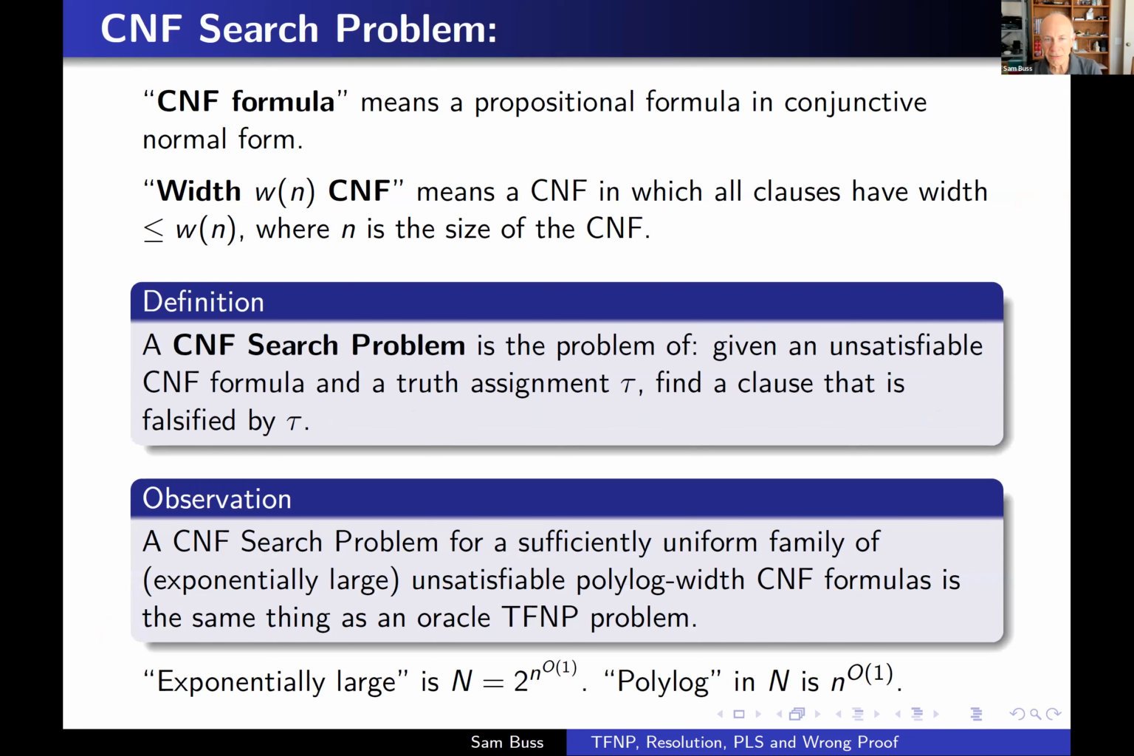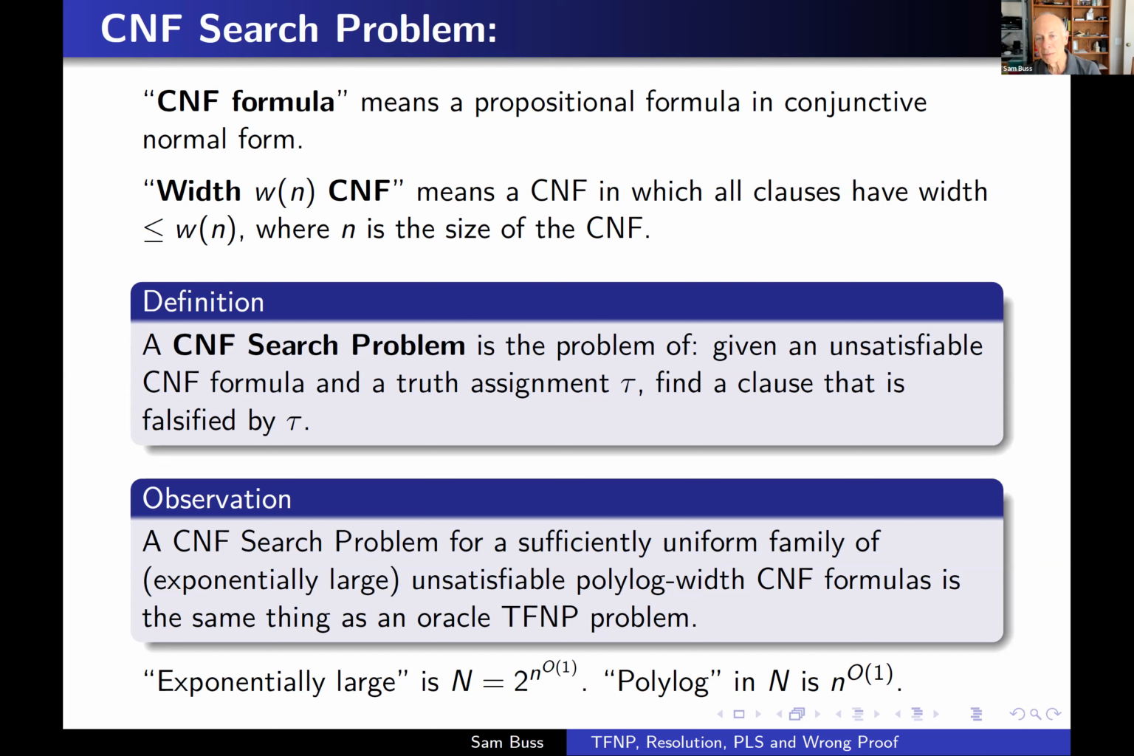So also, where I was coming at with this talk is trying to understand the connection between TFNP and the sort of modern approach where people are using CNF search problems. There's sort of a canonical touchstone problem. So a CNF formula is a conjunctive normal form formula. Width w means the clauses all have width w, where w is a function of the size of the CNF.